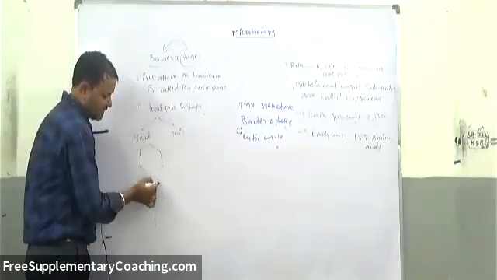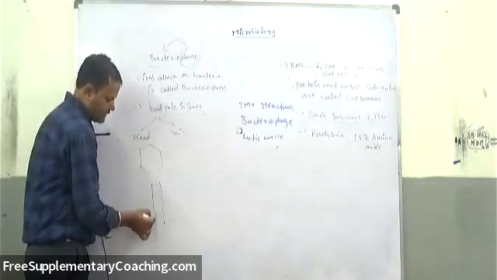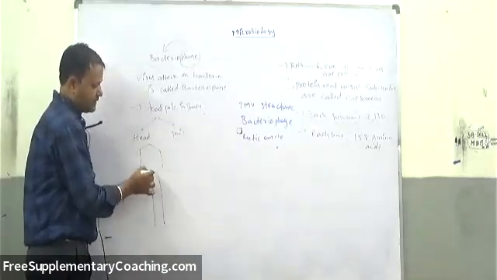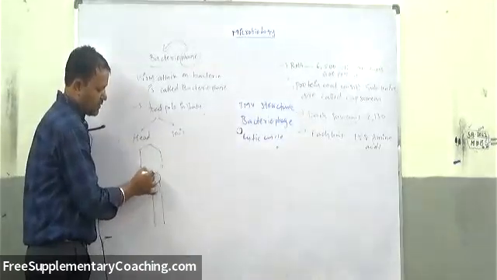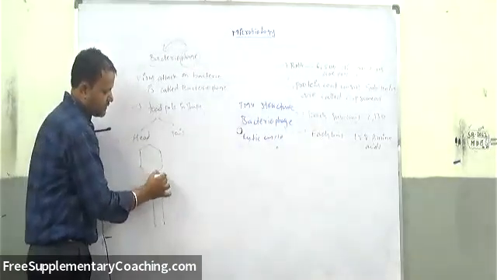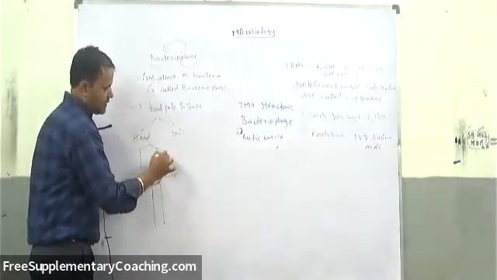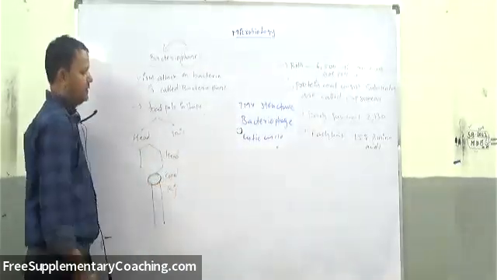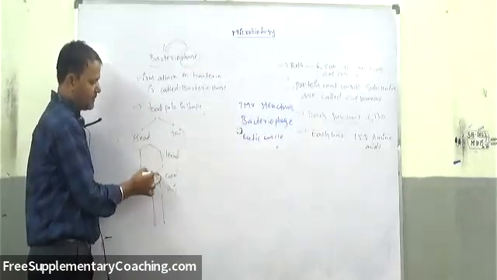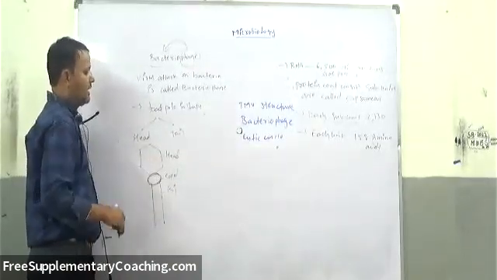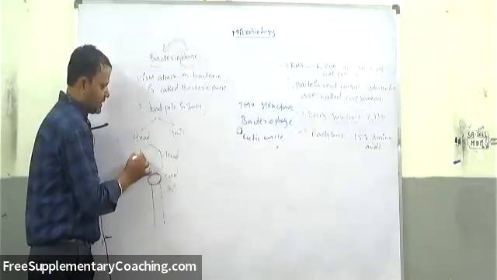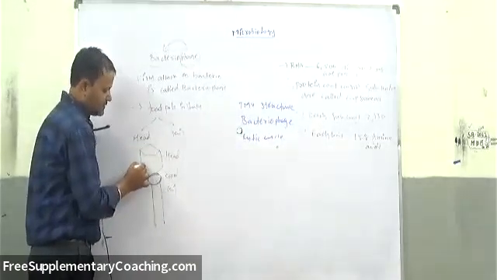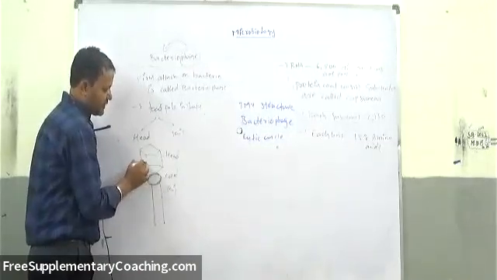And this is the tail. This head and tail are connected by the collar. These are the head, these are the tail, and the head and tail are connected by the collar. In the head there is genetic material. Which type of genetic material is present in the head?